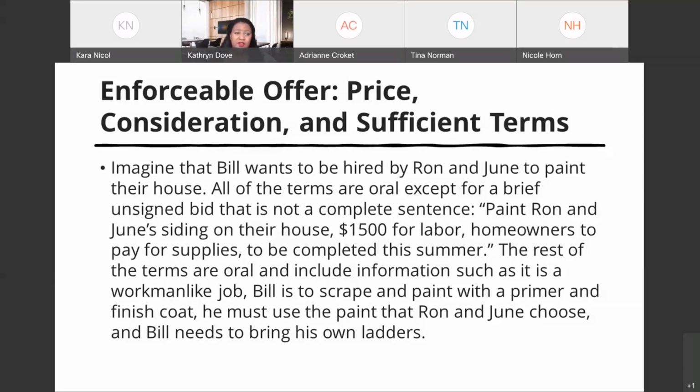One, there's an implied covenant of good faith, good workmanship, good dealing. So, Bill is to scrape and paint with a primer and use a finish coat. That would be implied in any paint job. He must use a paint that, of course, the homeowners like. He can't use a paint that's green that they won't like. Even if that's not in the contract, he's got to use a reasonable quality paint, one that looks decent and presentable. Bill needs to bring his own ladders. So, do you think there's a legally enforceable contract here, Jody?